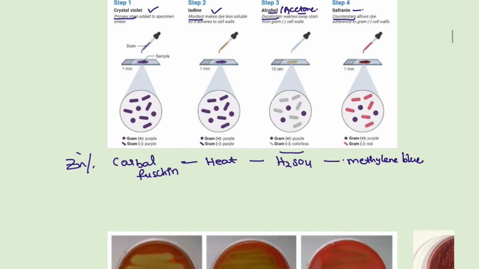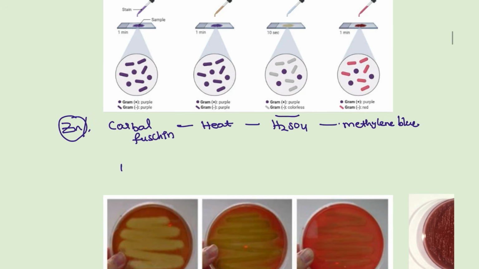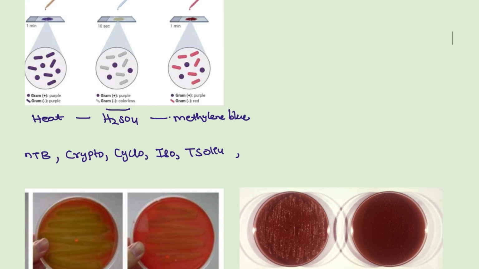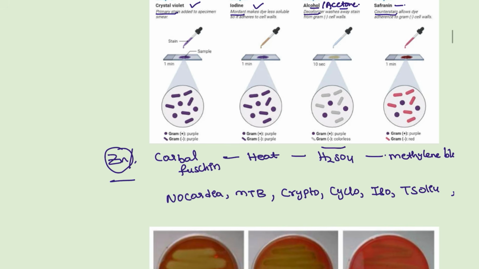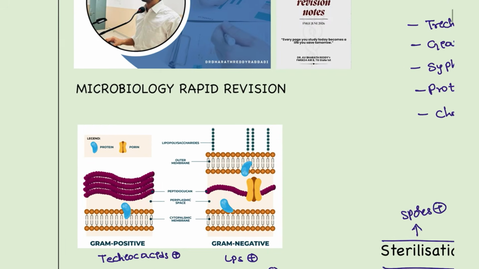For the ZN stain, what are the positives? Nocardia, all the species of Mycobacterium tuberculosis, Cryptosporidium, Cyclospora, Isospora, Taenia solium, and also Echinococcus. These will be positive for the ZN stain. Next, coming to the classification.